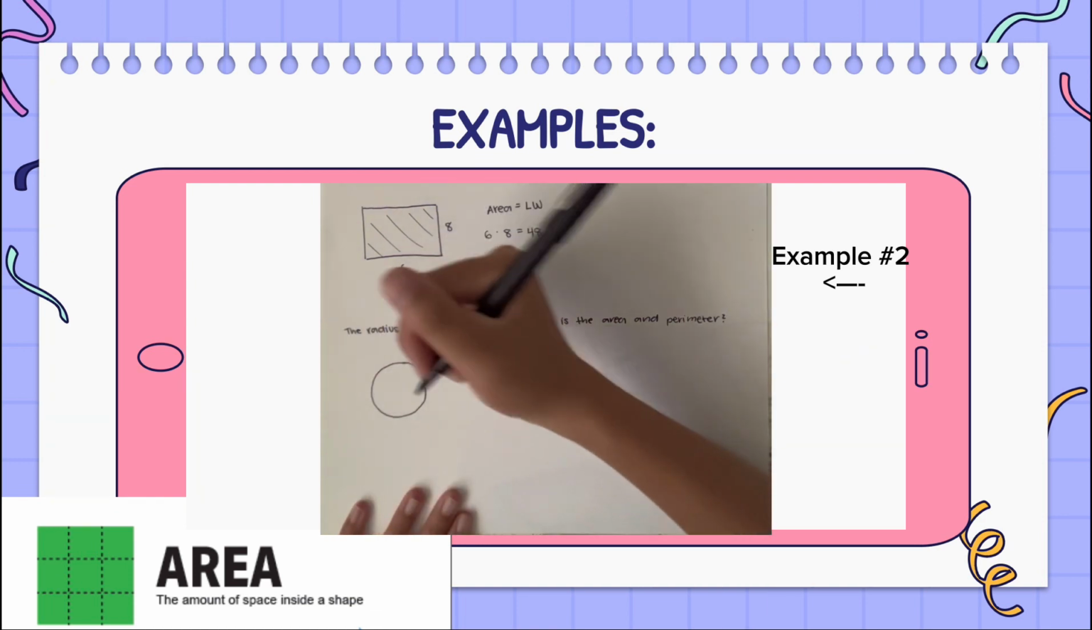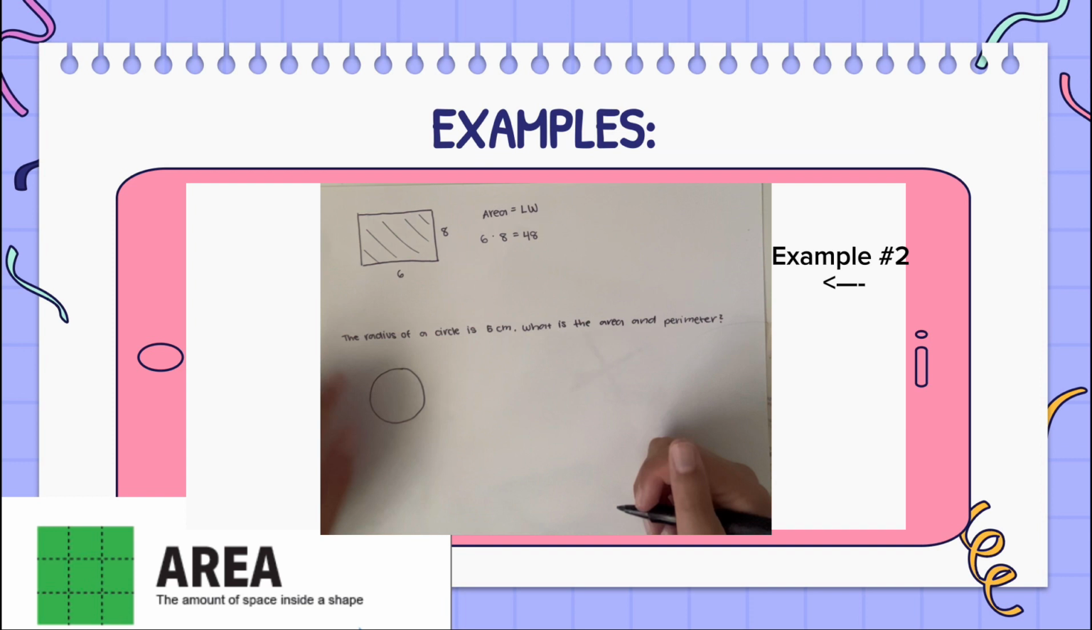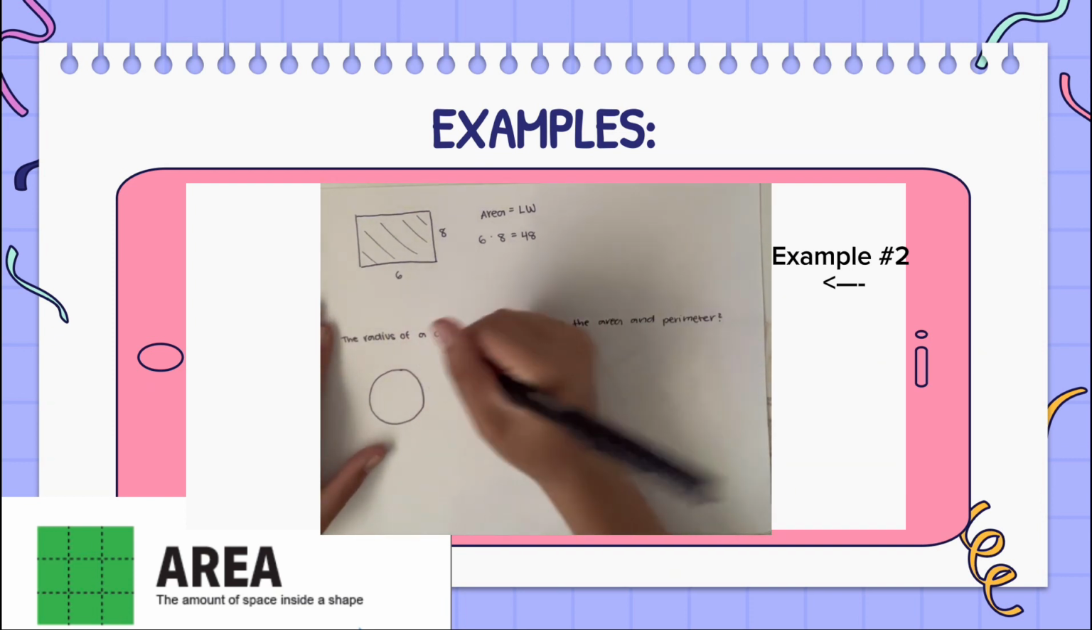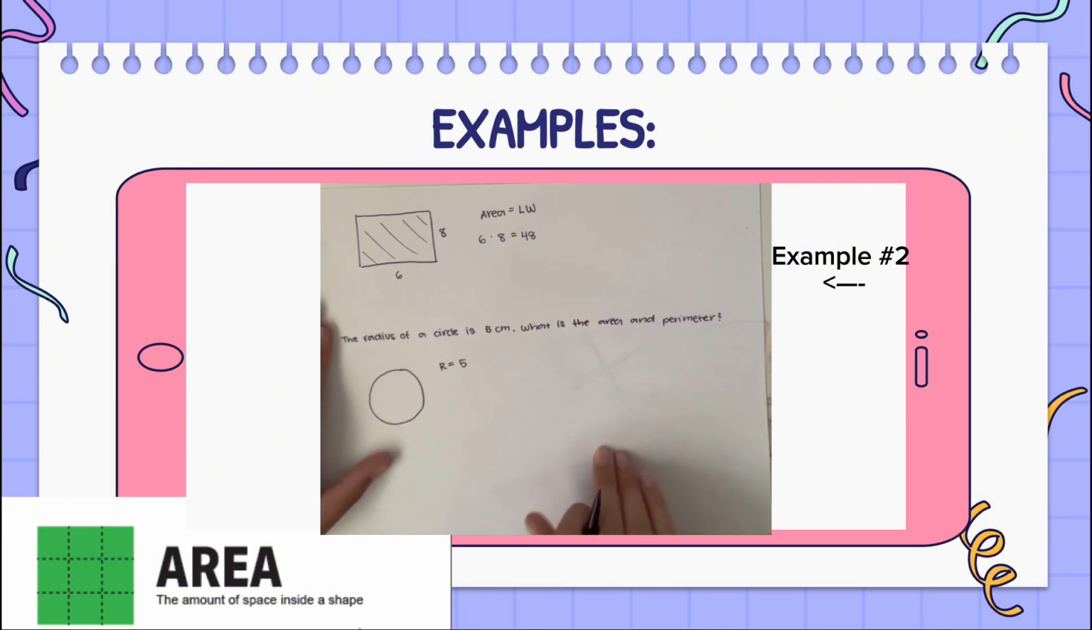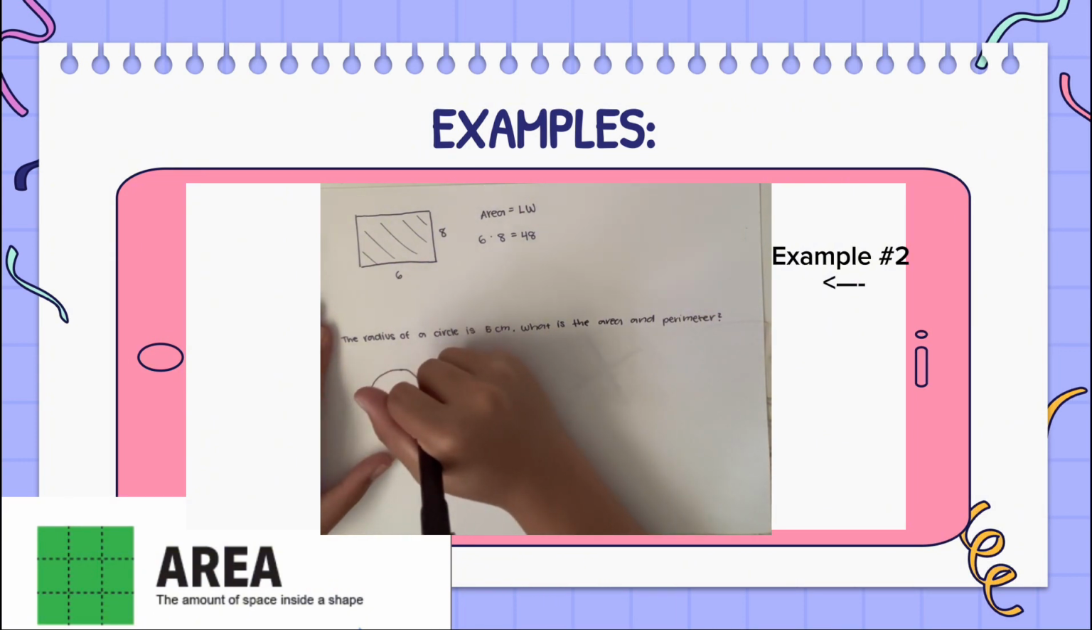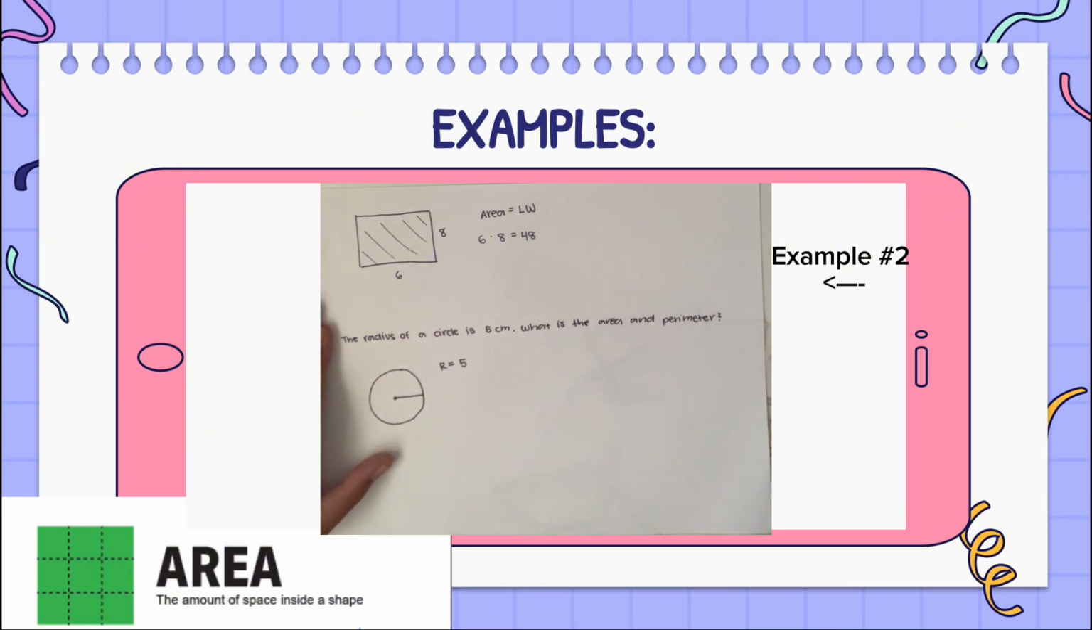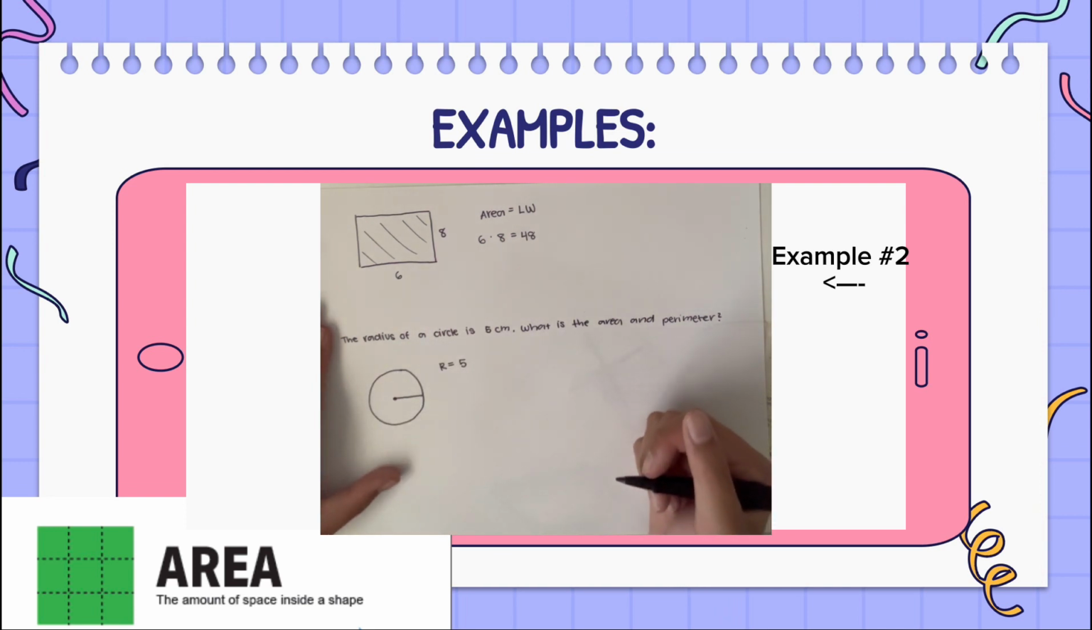And so we know that the radius of the circle is 5 centimeters, so r equals 5. And here is the radius. The radius is half of the diameter.